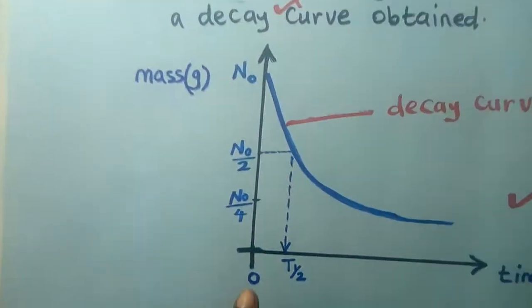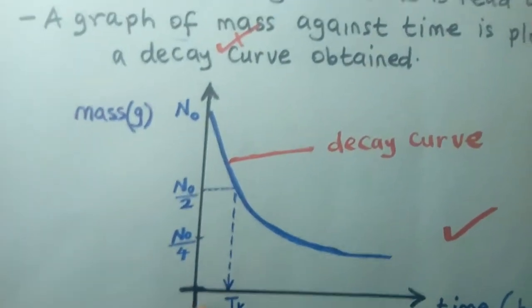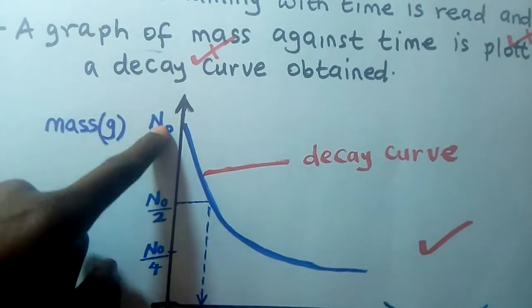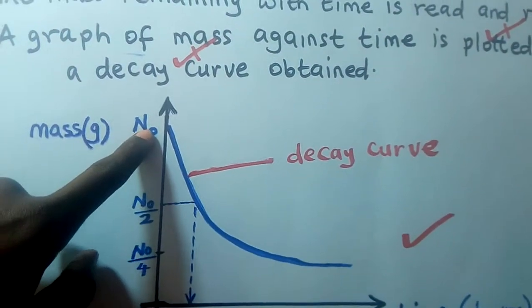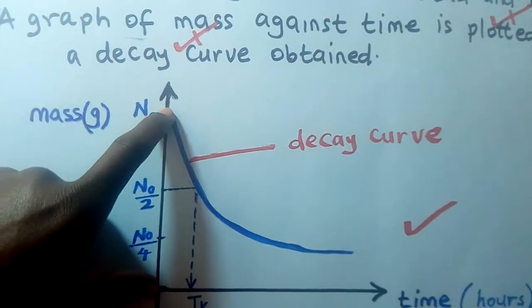Now, remember, when the time was 0, before this thing started decaying, the original mass was N0. This was the mass which you picked, the mass of the sample. So what you do, you now look for a half of this.